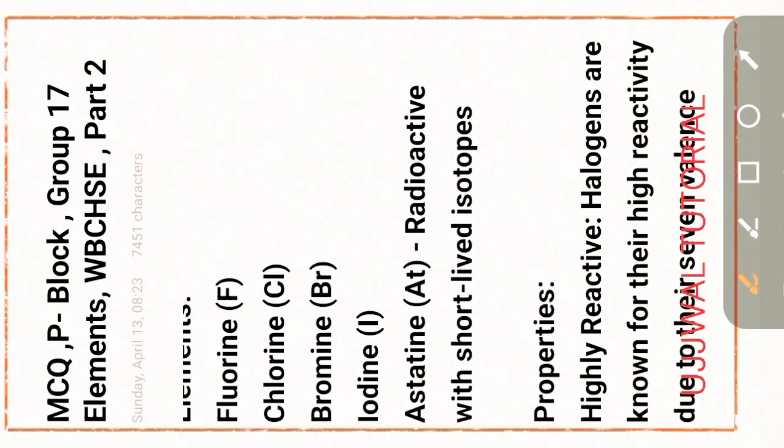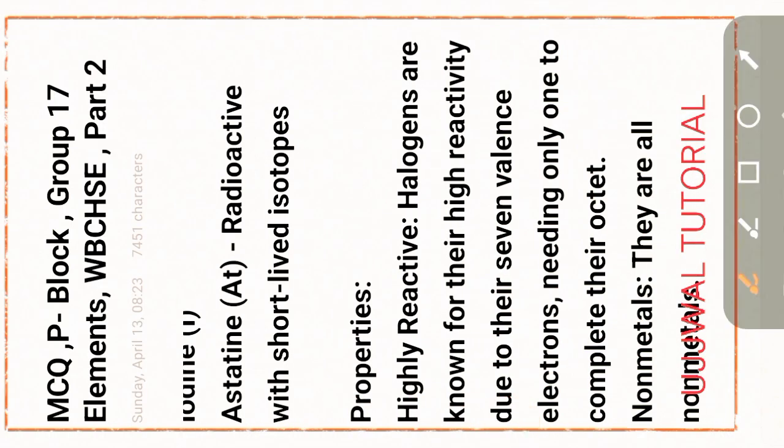Astatine is a radioactive element which shows short-lived isotopes. Property: highly reactive elements. Halogens are known for their high reactivity due to their 7 valence electrons, needing only one more to complete their octet shell. They are all non-metal elements.